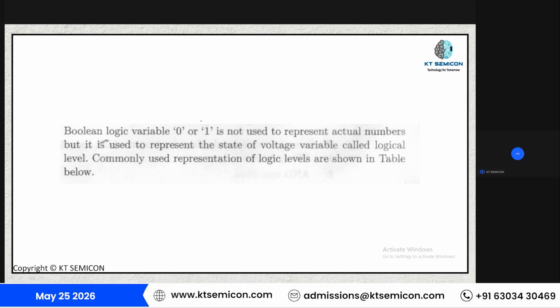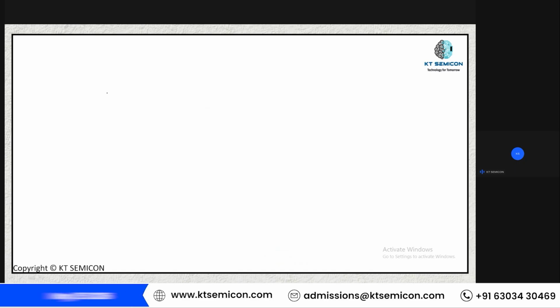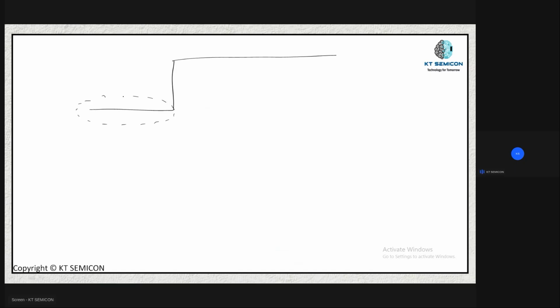Now, this Boolean logic variable 0 or 1 is not used to represent actual numbers, but it is used to represent the state of the voltage variable, and it is also called a logical level. So, let's say this is my signal. If I want to represent this low signal level, then I can use logic 0 or Boolean 0, and for representing this high voltage level, I can use logic 1 or Boolean 1.